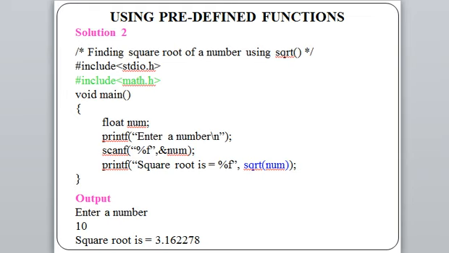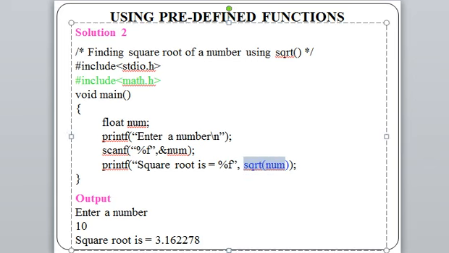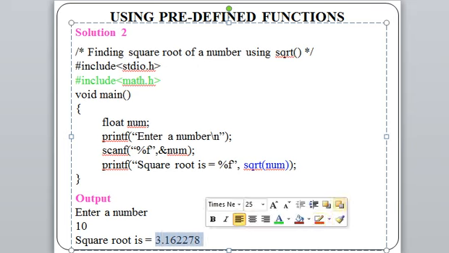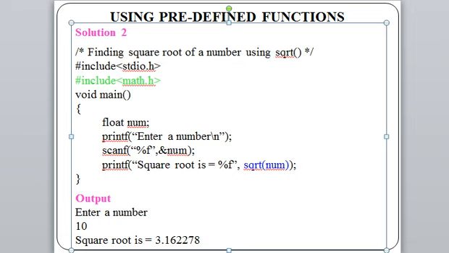One more solution using a predefined function is here, where instead of the previous program I use sqrt of num. Now sqrt is nothing but a built-in function which produces the square root of a given number. Here also the header file required for this predefined function is math.h. So when you provide the value num equal to 10, it computes the square root like earlier, but the function used in this case is different from the previous one.